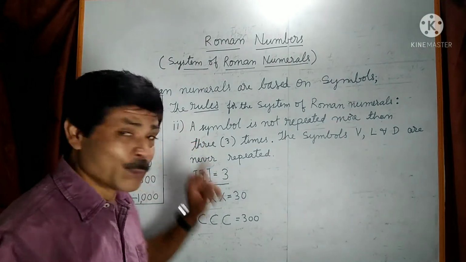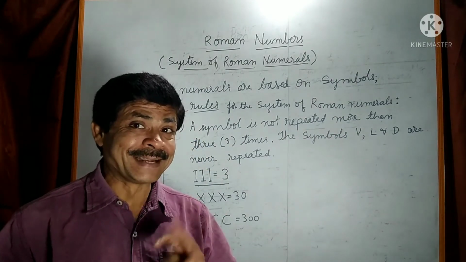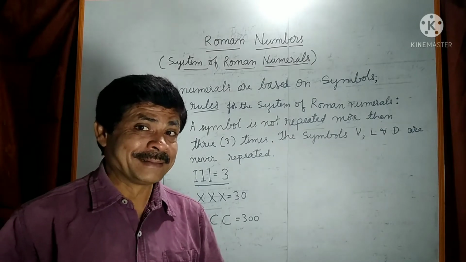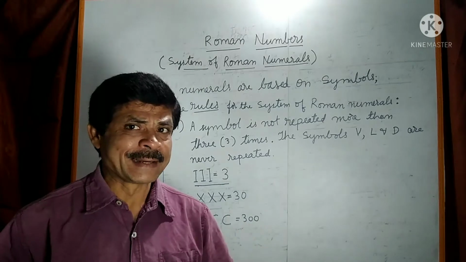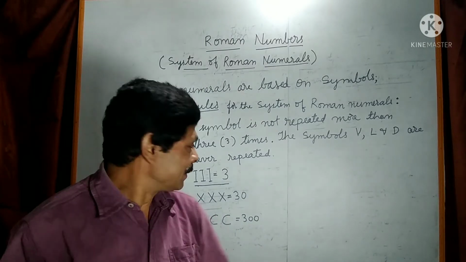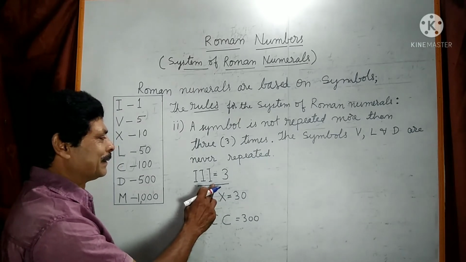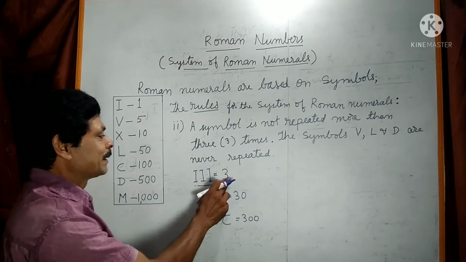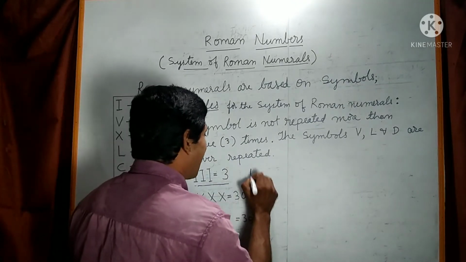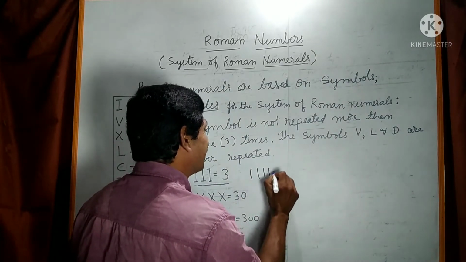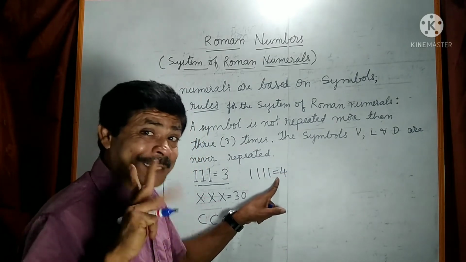Rule number 2. None of the symbols are repeated more than 3 times. And the symbols V, L and D are never repeated. We can repeat 3 times. I plus I plus I means 1 plus 1 plus 1 is equal to 3. We cannot make I plus I plus I plus I is equal to 4. This is not correct. Only 3 times we can repeat.